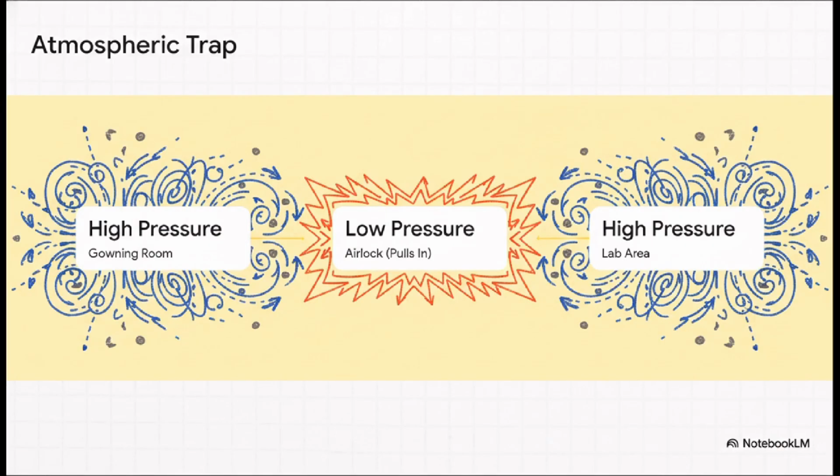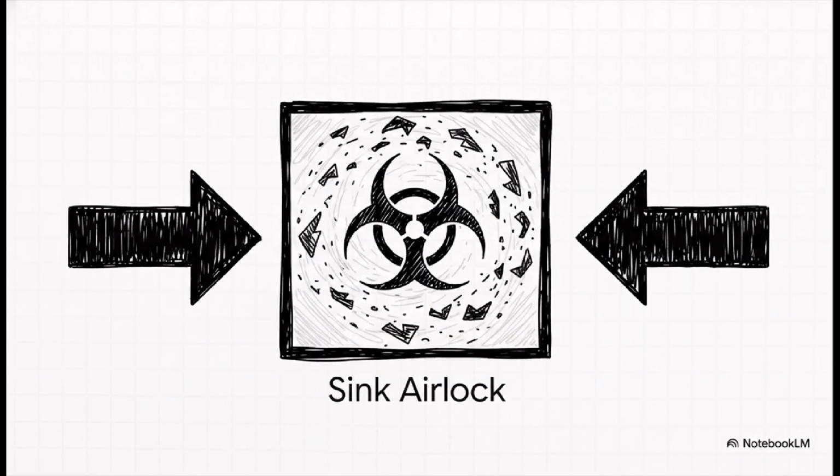You've got high pressure in both of the surrounding rooms, and they are constantly pushing air and any potentially hazardous particles into that low-pressure airlock. It's basically an atmospheric trap, making sure nothing that's inside that airlock can possibly escape. And that is its absolute critical mission, containment. This is something that's vital in, say, a high-level biosafety lab, where researchers might be handling a dangerous virus. The sink airlock makes sure it stays trapped right in that central zone, protecting everyone on both sides.